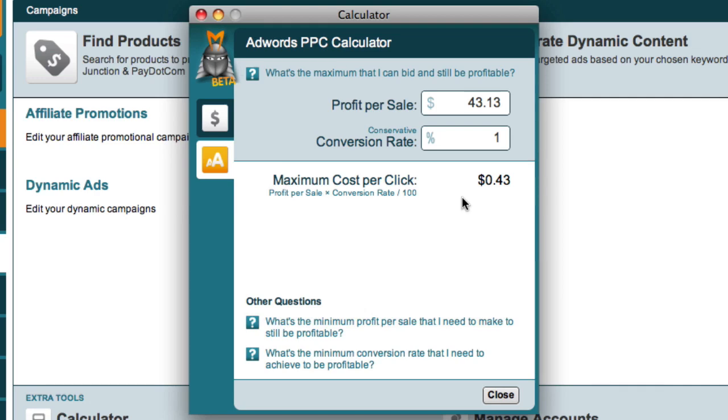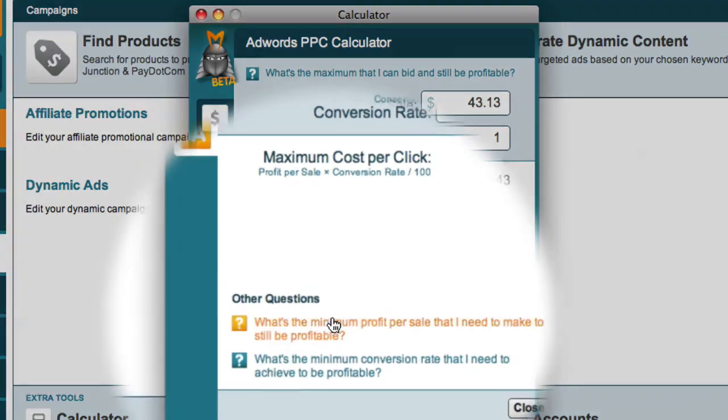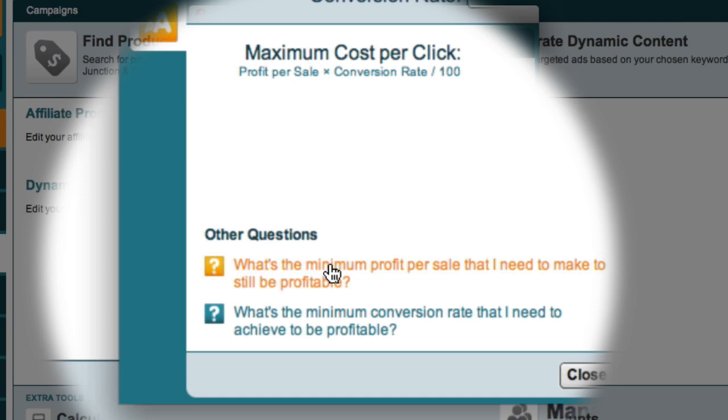Now, the second question that the Adwords Calculator allows you to explore is, what is the minimum profit per sale that I need to make to still be profitable? So I'm going to go ahead and click on this question down here.